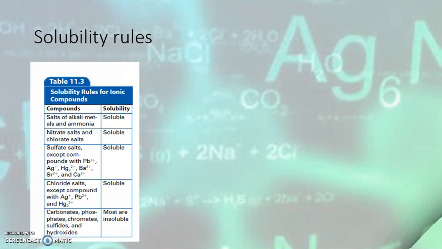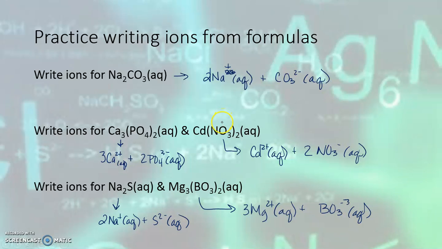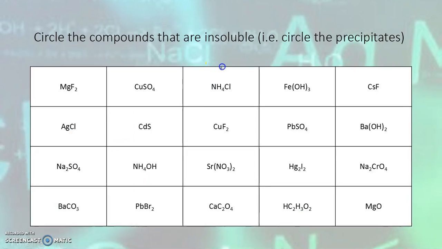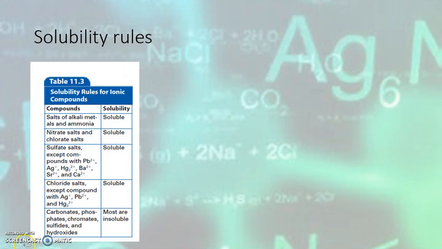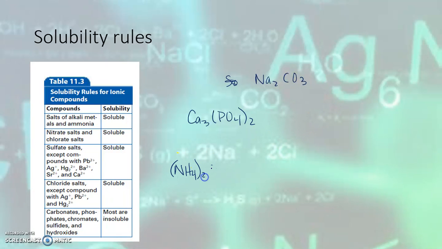So here are our solubility rules. Let me go back to this page. We have Na2CO3, sodium carbonate, and calcium phosphate, PO4. Let's say we have ammonium sulfate. I'm just pulling up some different compounds that we might come across. Lead(II) chloride.